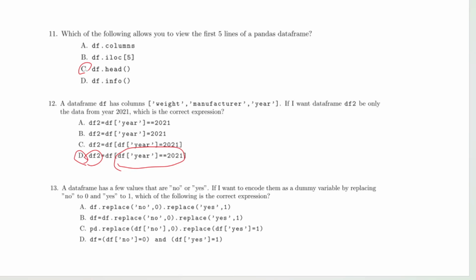A is going to give you something printed, but df will stay the same after this is executed. So that's not what you want. If you want to change df, then you have to take this output of the replace and store it into df. Okay, so B is the correct one. Okay?